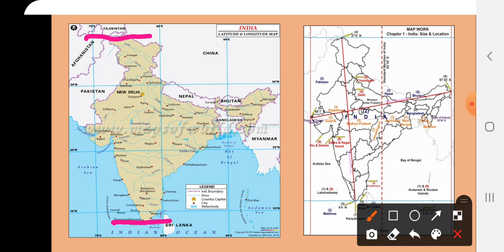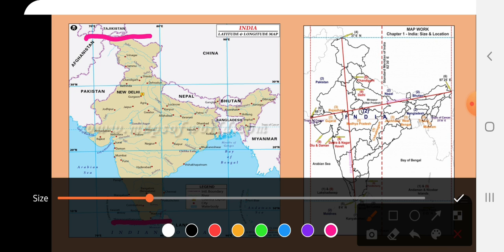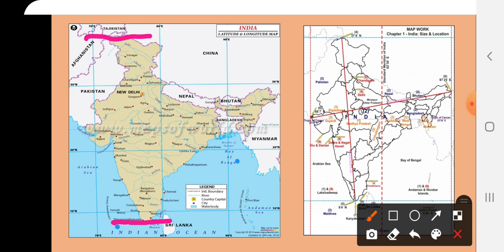Now the first line which I drew, let me use one more color. Okay, this one. The first line which I drew is this one. So this is the extent, 8 degree 4 minutes north, and the other line which I drew, this one, this line, this is 37 degree 6 minutes north latitude. Okay, so this is the position of India.